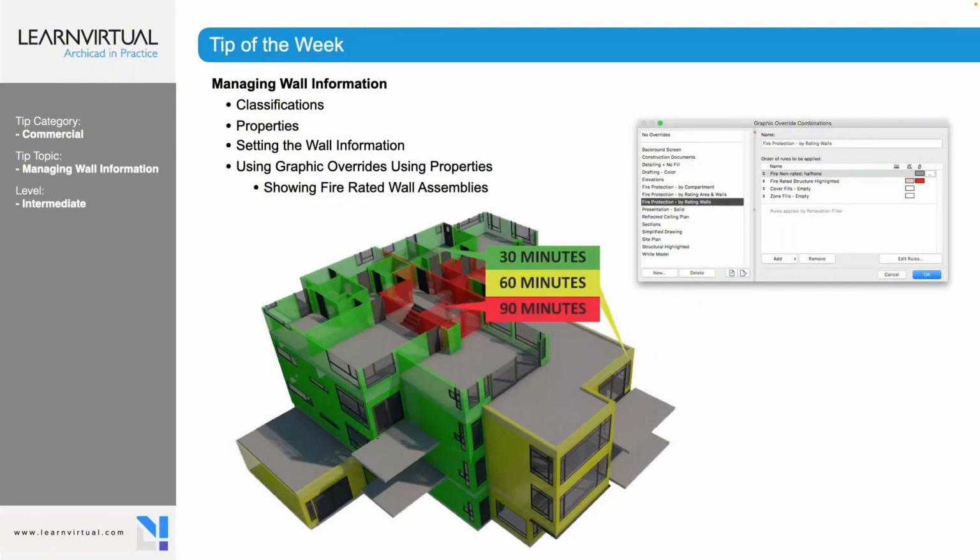Now, for graphic overrides, we can combine the graphic overrides with some of these other settings we've been talking about, including properties. So, for example, with the fire protection, we can assign our walls different properties, such as at 30 minutes, at 60 minutes, at 90 minutes. And then we can assign a graphic override so that it shows both in 2D and in 3D the walls that are assigned those designations.